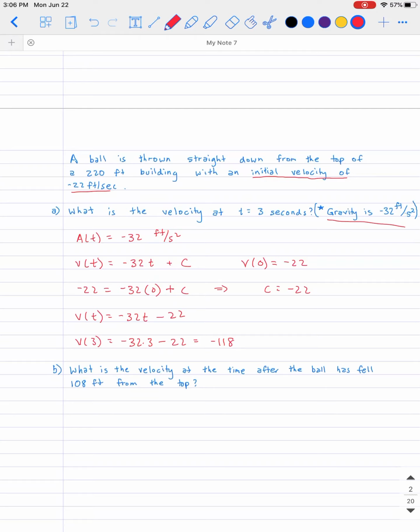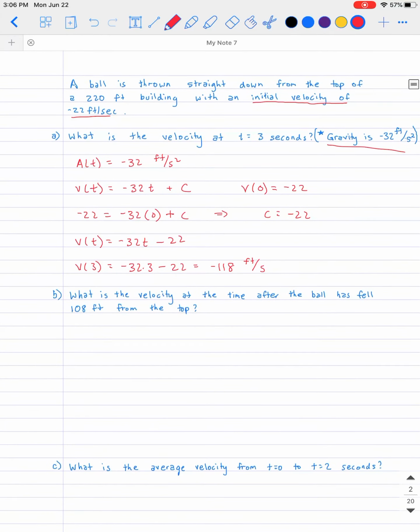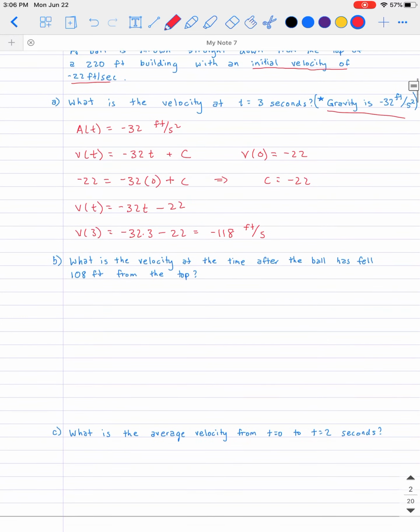And for the unit, it's going to be in terms of feet per second, because if you're going from feet per second squared as your acceleration, going backwards in time, you're going to lose the time unit, and so it becomes feet per second. Okay, from there, let's see if we can solve for the rest of this.